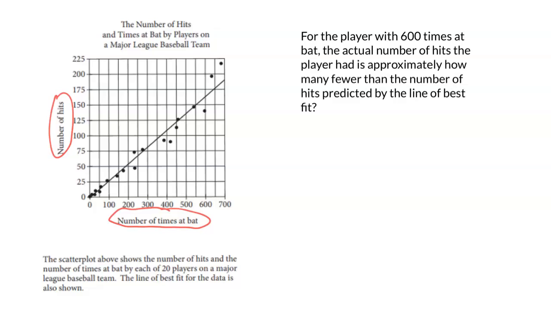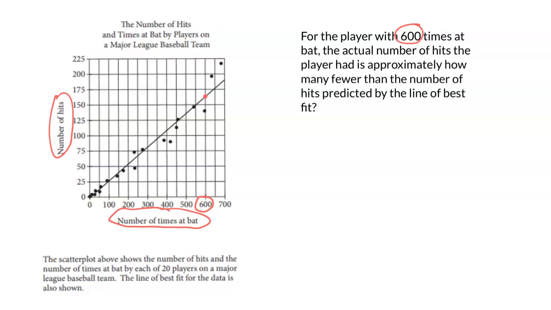And so if we look at the question here, it says for the player with 600 times at bat, the actual number of hits that the player had is approximately how many fewer than the number of hits predicted by the line of best fit. And so if we go here to 600 on the x-axis, where number of times at bat is, the number that's predicted by the line of best fit is the actual point on that line.